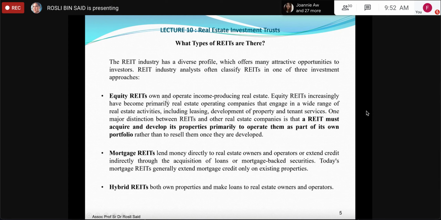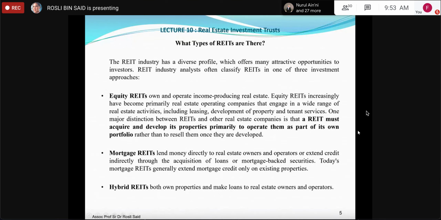Equity REITs have increasingly become primarily real estate operating companies that engage in a wide range of real estate activities, including leasing, development of property, and tenant services. Development of property is in the US only, like I said just now; it's not applicable in Malaysia. One major distinction between REITs and other real estate companies is that a REIT must acquire and develop its properties, in the USA, primarily to operate them as part of its own portfolio.